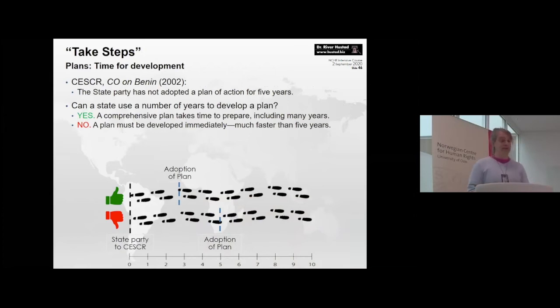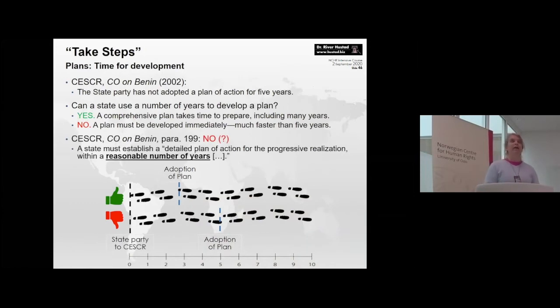So the next thing about taking steps and these plans, when do you have to have a plan? Obviously you can't have a plan ready on day one of becoming a state party to the covenant. And the committee has said that in that particular circumstance in Benin, 5 years was not a reasonable amount of time. They haven't really articulated how long, and I think it's contingent on what type of plan it is, how complex the plan is, but we have an indication 5 years, probably too long. A reasonable number of years is the test there. So it's contingent on the circumstances.